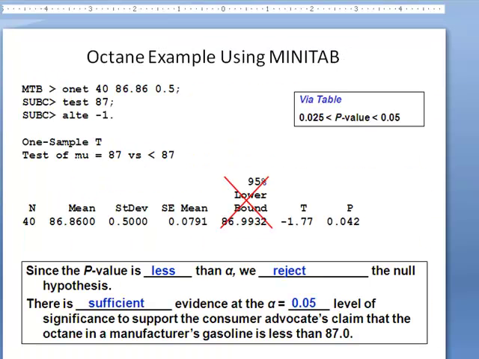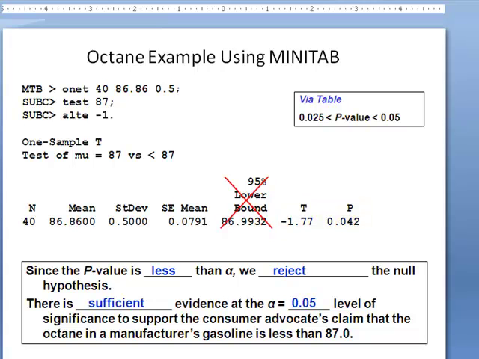We would use Minitab. The command would look like this. It's a 1-sample t, and we input our N, our X bar, and our S. So our N was 40 in our sample. The X bar, remember, was 86.86 with a sample standard deviation of 0.5. We want to test the null hypothesis value of 87, and it's a left-tailed test, so the alternative is -1. When we hit enter, this is what comes out. And what we care about is the T and the P. That T is the calculated test statistic, and that p-value is our p-value.